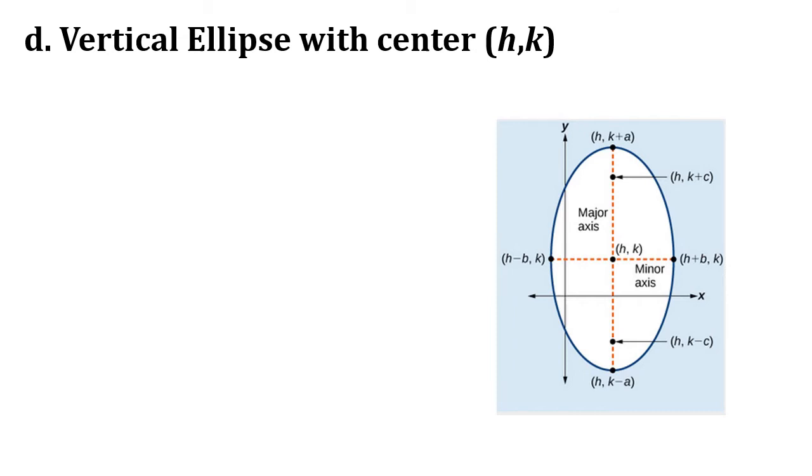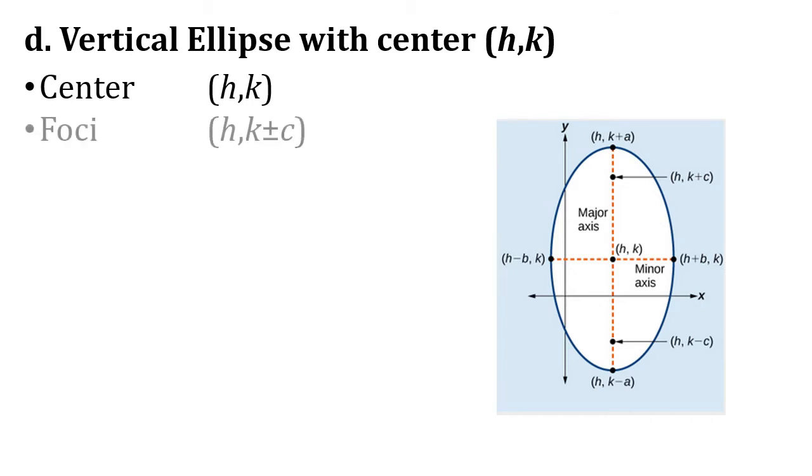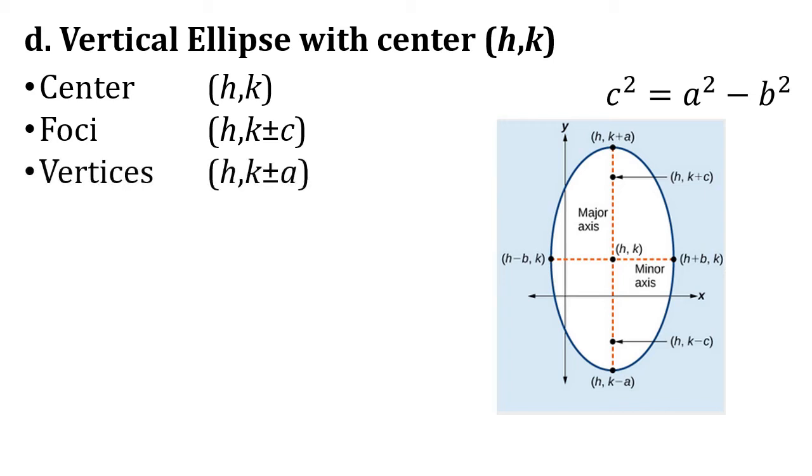Then next is the vertical ellipse with center h, k. So the coordinates of the center is h, k. The coordinates of the foci are h, k plus or minus c. So look at our two foci, h, k plus c and h, k minus c. So again, c squared is equal to a squared minus b squared. I hope you will remember that. Vertices, the coordinates are h, k plus or minus a. So look at our vertices in the figure, h, k plus a and h, k minus a.